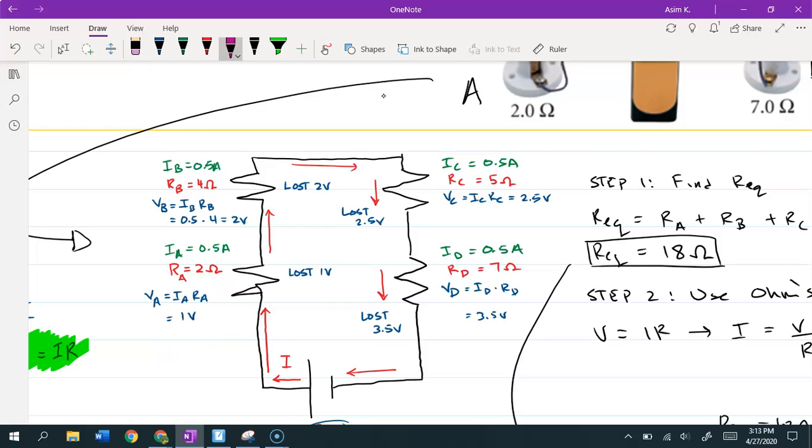So the power through that first bulb is going to be P sub A is equal to I sub A V sub A. Now what is I sub A? The current is 0.5. And what is V sub A? The voltage drop was 1 volt. So 0.5 times 1 is going to give you 0.5 watts. So this bulb is going to have a certain amount of brightness. Power and brightness are proportional to one another.